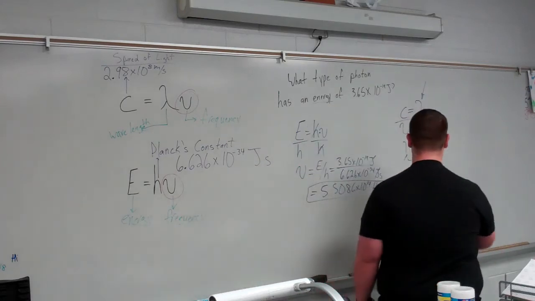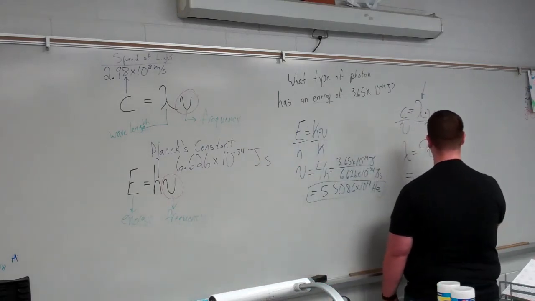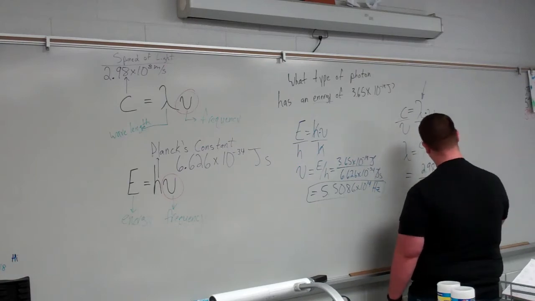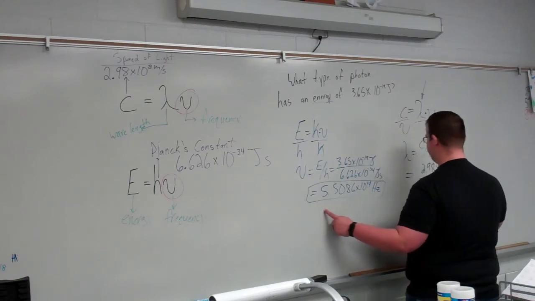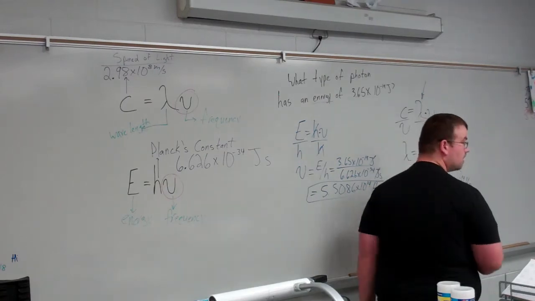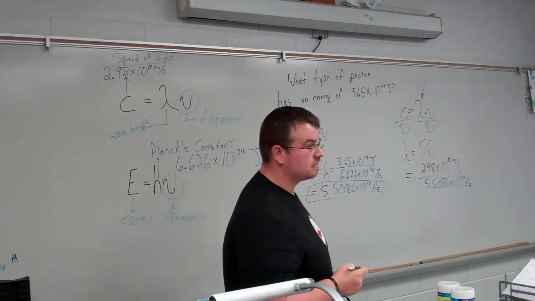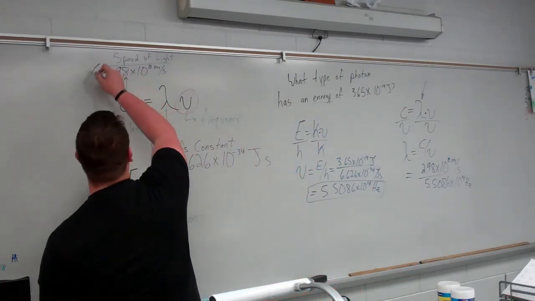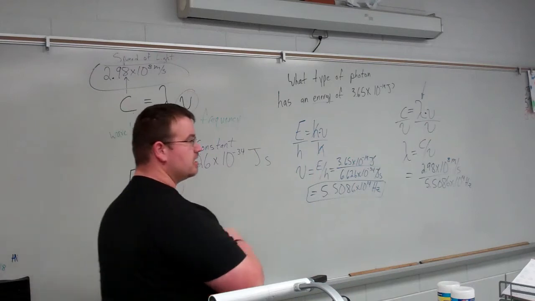So now we come in here, we figure this one out. Speed of light, 2.98 times 10 to the 8 meters per second, divided by 5.5086 times 10 to the 14th hertz. All right, going back up a second. So why are we getting hertz? Where did you get 2.98? I got 2.98 from here. It's the constant. It doesn't change.